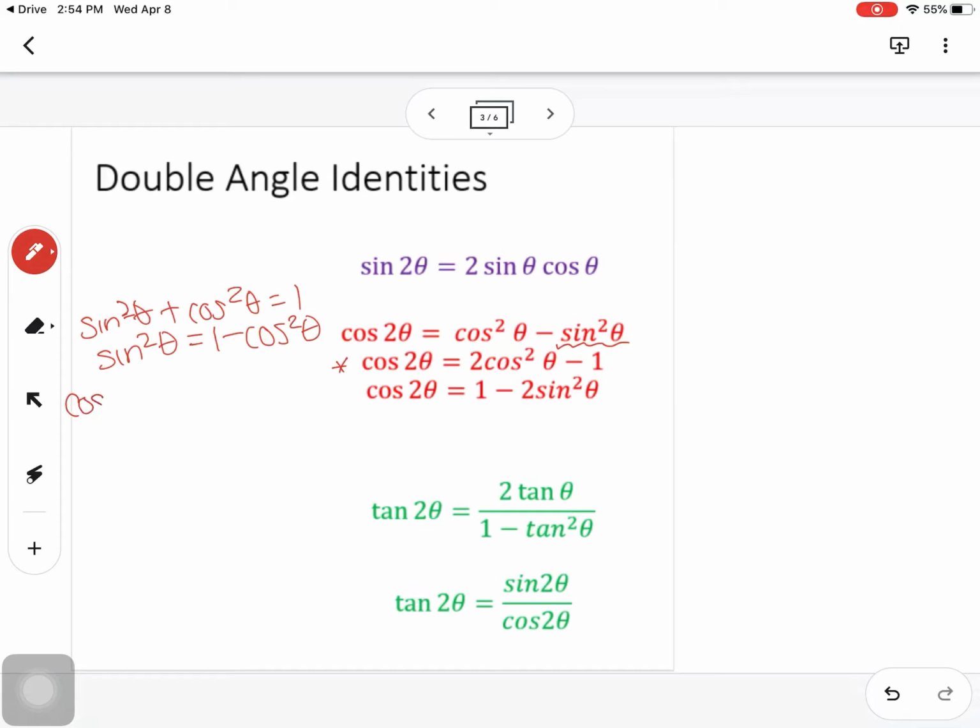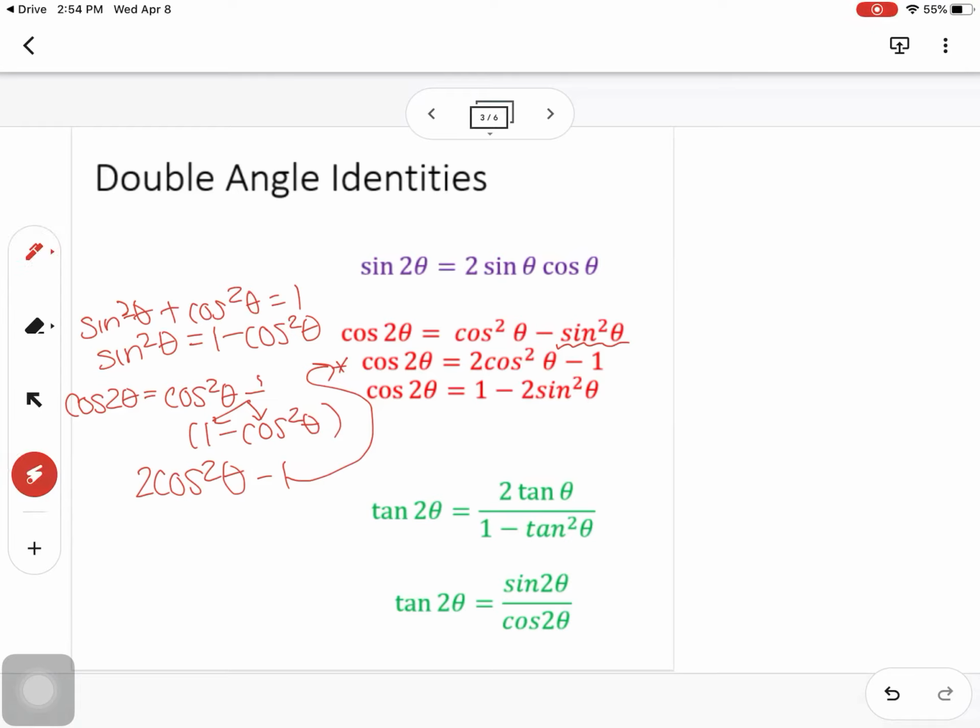And then when I plug this in, you know that cosine of 2 theta is equal to cosine squared of theta minus 1 minus cosine squared of theta. This negative does have to distribute to both of these things right here. And so it's going to be cosine squared minus a negative cosine squared gives me 2 cosine squared. And then minus 1, which is exactly what we have right there. Okay, this third one, they did the exact same thing, but instead they replaced cosine squared with what it equals. So they replaced cosine squared with 1 minus sine squared and manipulated it.